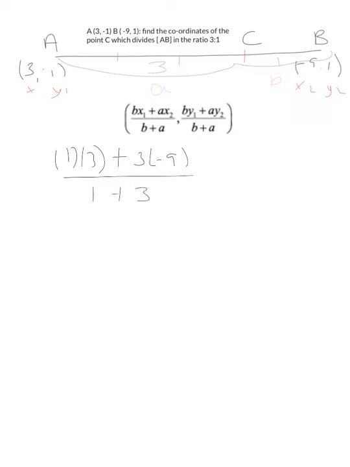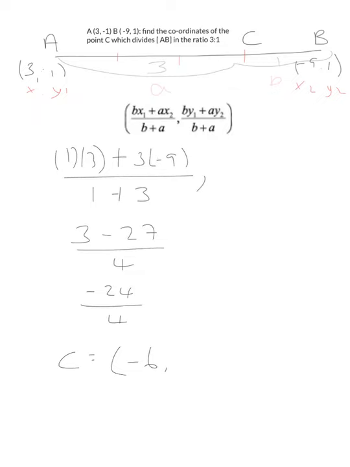I'll just continue with the x value here for the C. So 1 times 3 is 3, minus 27, all over 1 plus 3, which is 4. That will give me minus 24 all over 4. So the x value for the C is minus 6.